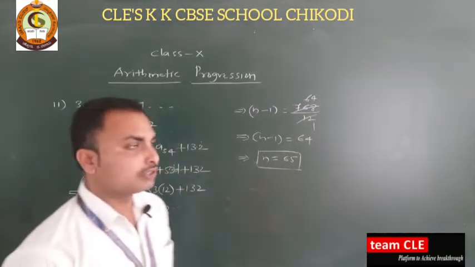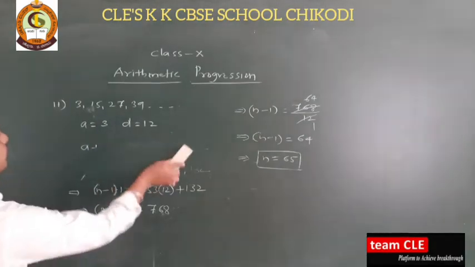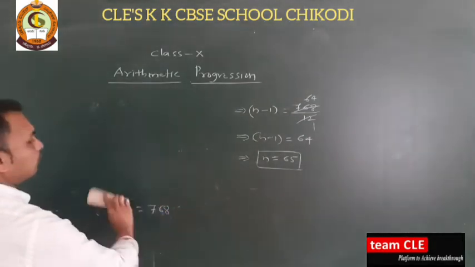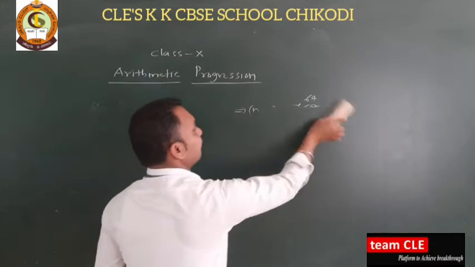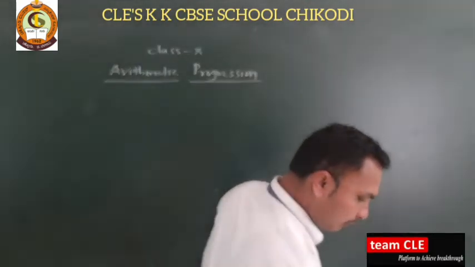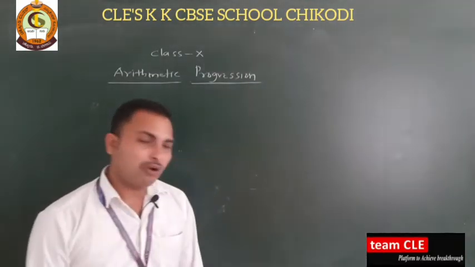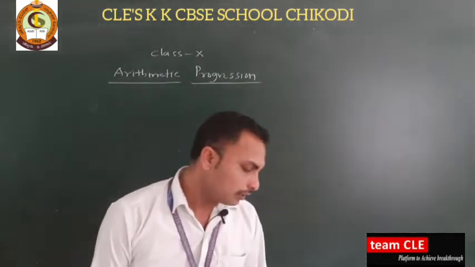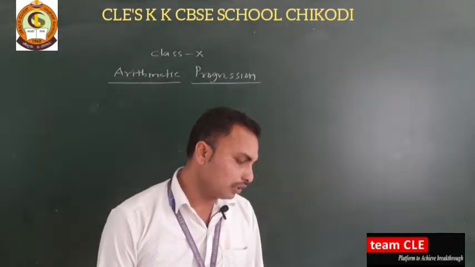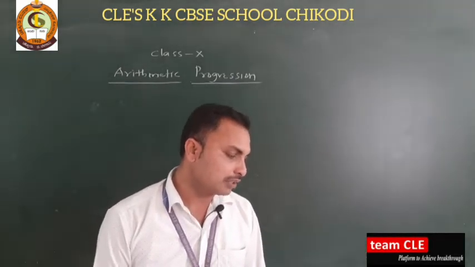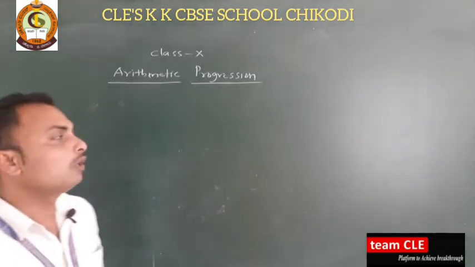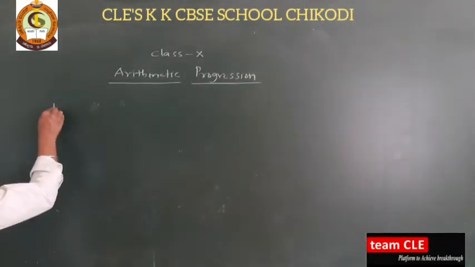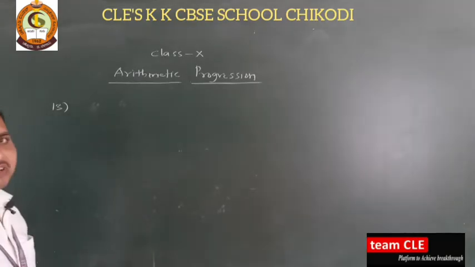Okay, so this is very simple. Next question. See, so next question they have given here. I'm not going to solve the 12th one. I'll directly go to question number 13. How many 3-digit numbers are divisible by 7? How many 3-digit numbers? You know it very well, dear students.